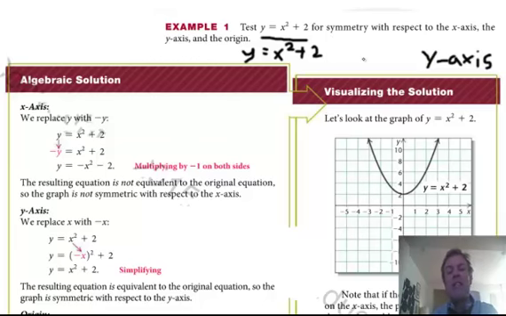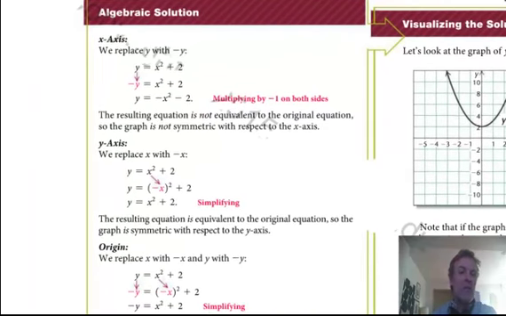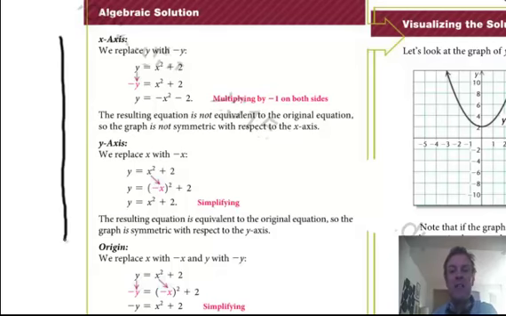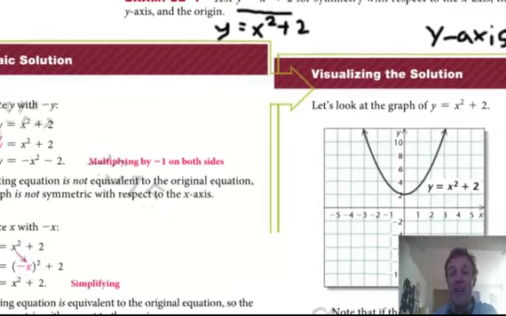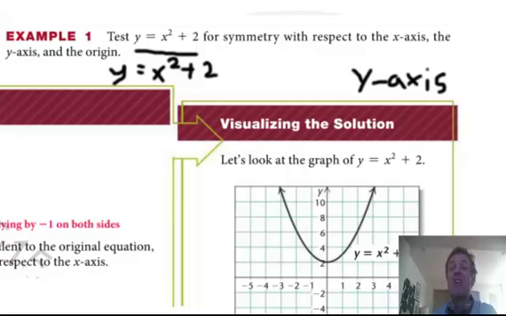You can try replacing the y with a negative y, and you're not going to get symmetry there. Okay? It won't produce an equivalent equation. Again, if you want to have a look down this side part here, you go ahead and have a look at that. But I can see it's y-axis symmetry. I replace the x with negative x, and the equation stayed the same. Let's have a look at some other ones.